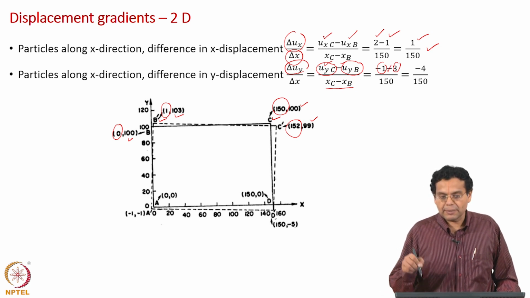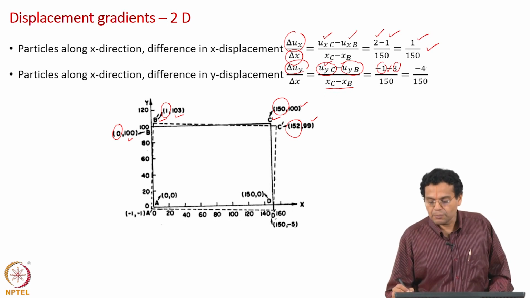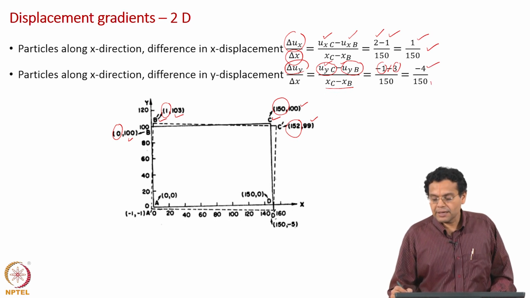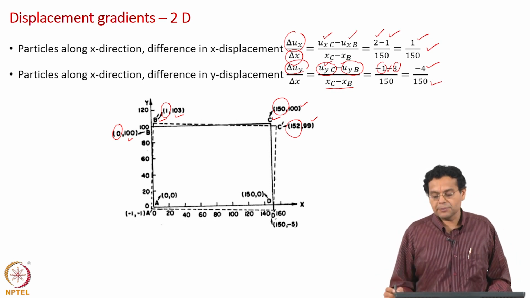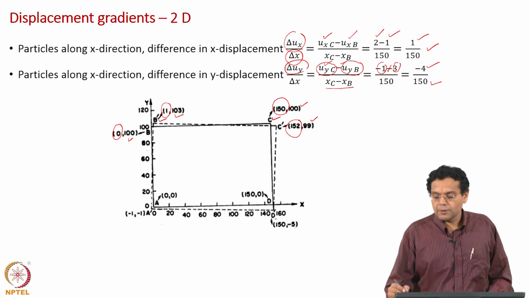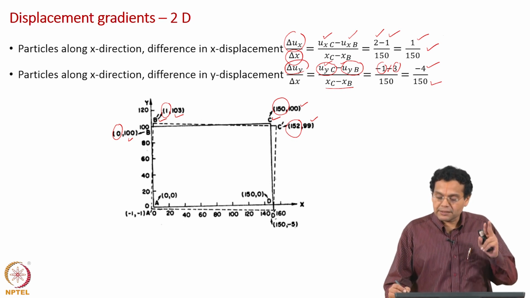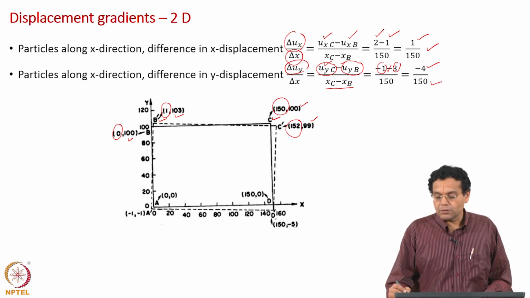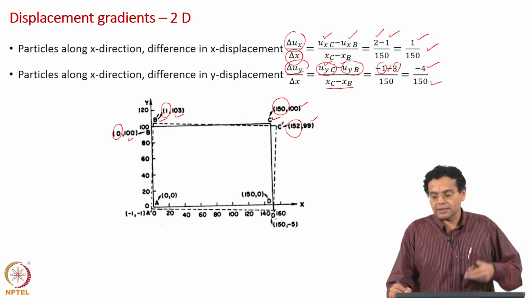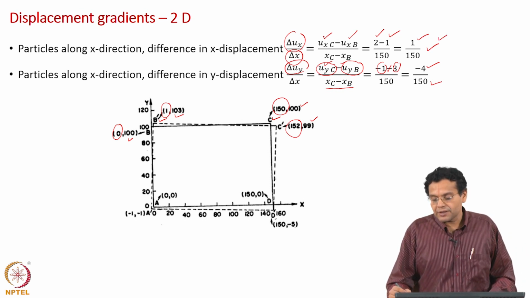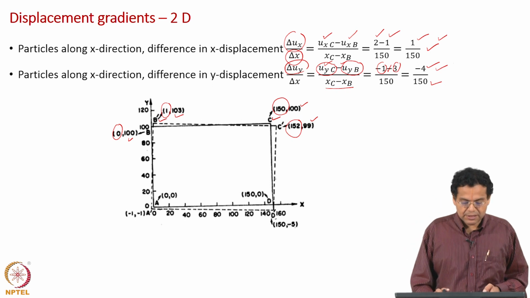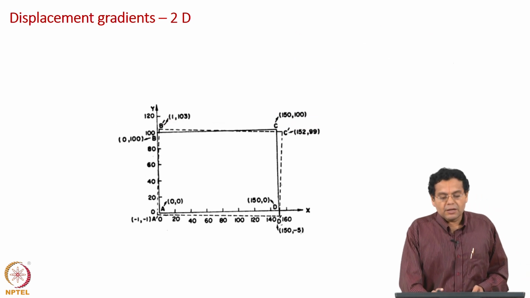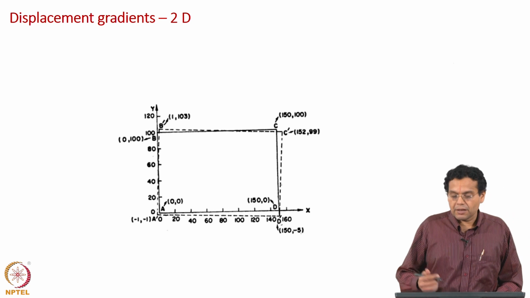So, minus 1 minus plus 3 gives you minus 4, denominator is once again 150, same particles are considered along the x axis, the distance between them is 150. So, we have considered 2 particles along x axis, B and C, looked at their difference in displacement along x axis, which gives you this, and the difference in their y displacement gives you this as a numerator, denominator is 150. Okay. Now, we will repeat this by taking 2 particles along the y axis.